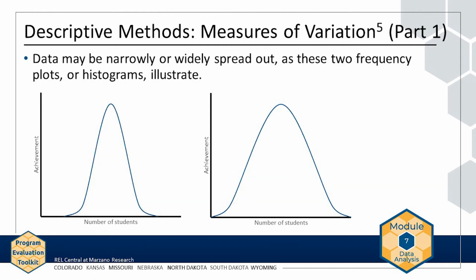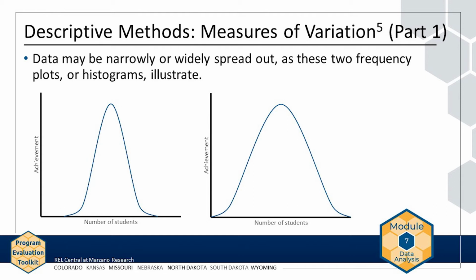Means, medians, and modes tell you about the central tendency of a distribution, but not the spread of the distribution. Data may be narrowly or widely spread out, as these two frequency plots, or histograms, illustrate. The distribution on the right has a wider spread than the distribution on the left. Even though both distributions may have the same mean, there are more observations away from the mean in the distribution on the right. In other words, there is more variability in that distribution.